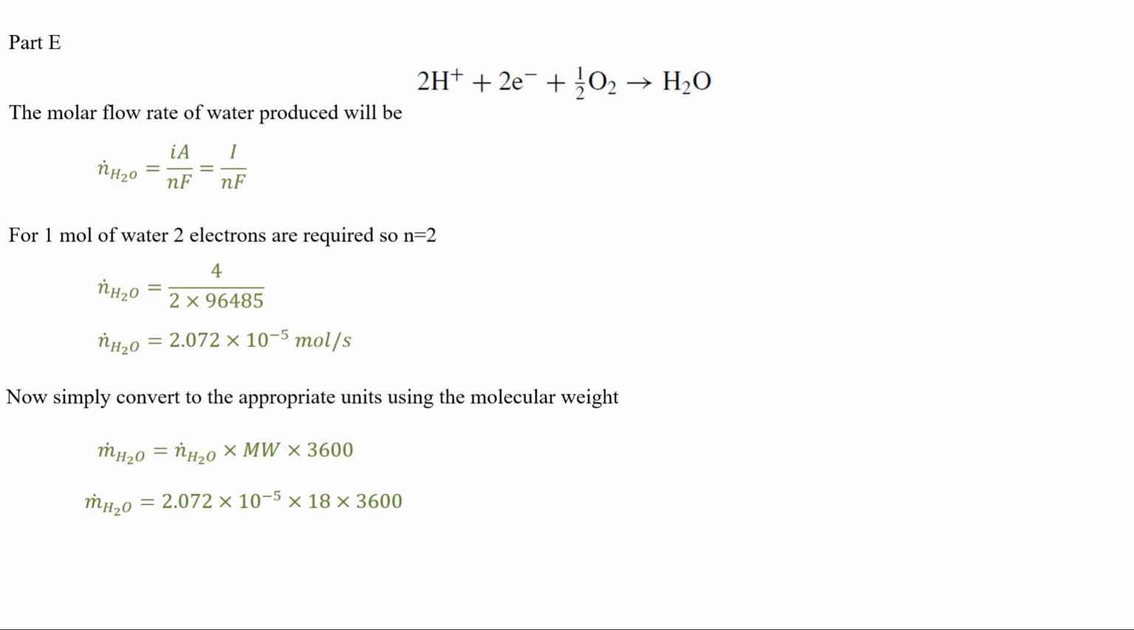By substituting the molar flow rate as 2.072 × 10^-5 mole per second and the molecular weight of water as 18, the mass flow rate of water is 1.34 gram per hour. So in 1 hour, 1.34 grams of water will be generated from a 4 ampere fuel cell. I hope that this problem is clear to you. Now we are moving towards another problem.